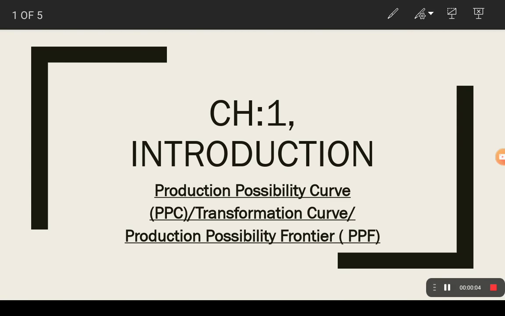Continuing with the same chapter, that is chapter 1, Introduction to Microeconomics. Today we will study the Production Possibility Curve, PPC, which is also known as the Transformation Curve or Production Possibility Frontier, PPF.